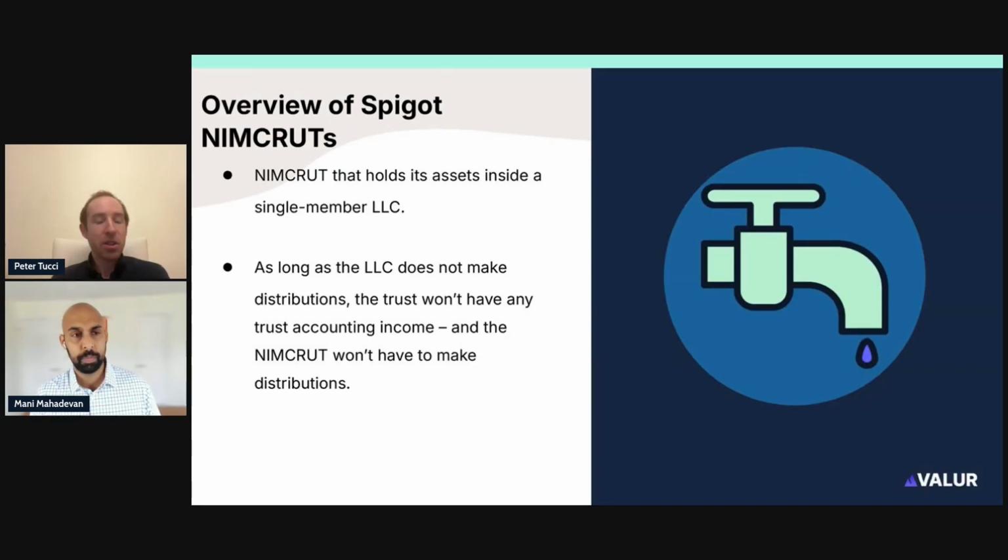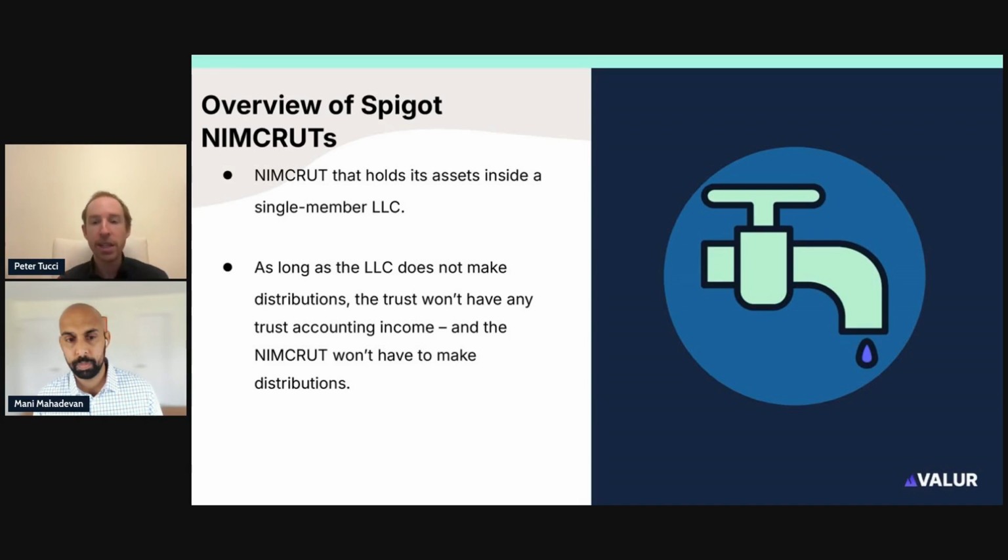Anyways, the important thing to know is that as long as assets are retained inside of the single member LLC, the NIMCRUT won't have any trust accounting income in general. And a NIMCRUT has to distribute the trust accounting income each year that it has. But if it has zero trust accounting income because the income is inside of a single member LLC, then it doesn't have to distribute anything.